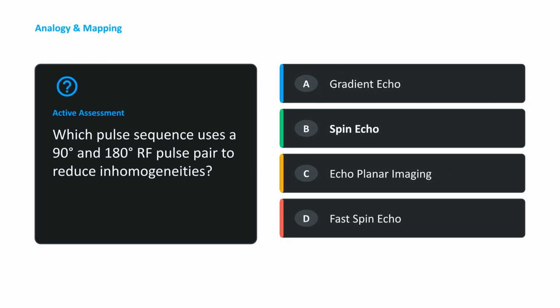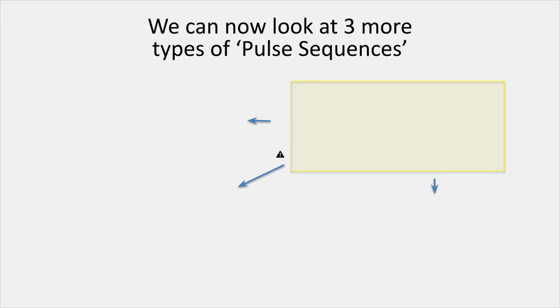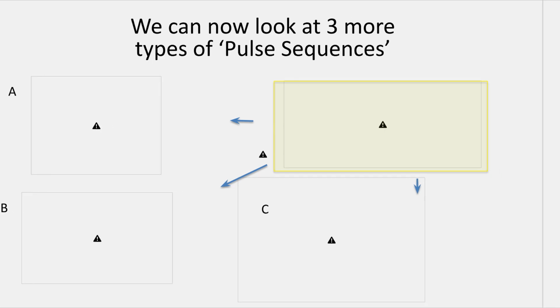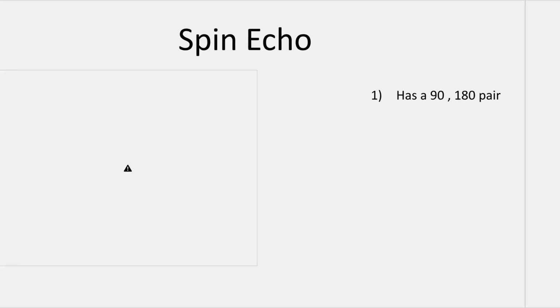Focusing on the spin echo, note the defining 90 and 180 degree pulse pair. This configuration is the hallmark of traditional spin echo imaging. The primary purpose of this spin echo sequence is to reduce inhomogeneities, allowing for cleaner images. Here, we see the relationship between these pulse structures. Can you identify the spin echo sequence among these choices? Look for the characteristic pulse pairing that sets it apart.